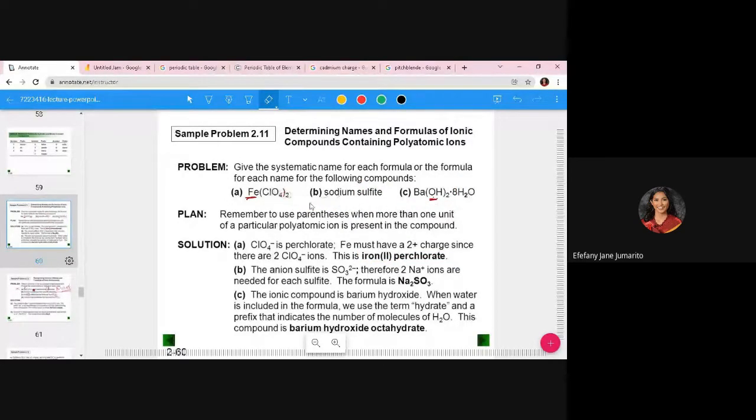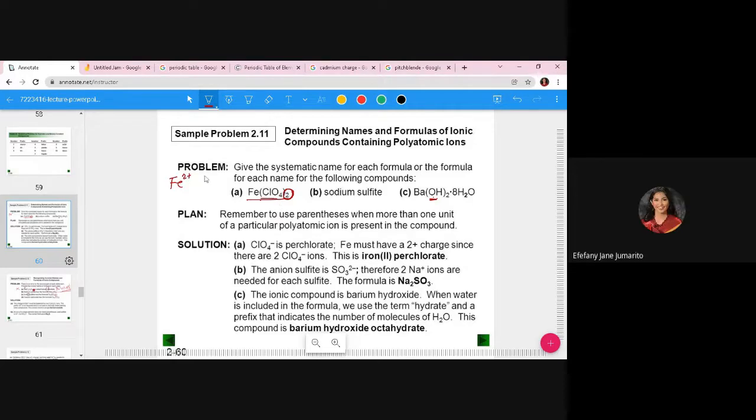Let's name. Give the systematic name for each of the following formulas. Systematic, so for the earlier ones, ferric and ferrous are common names. Okay, we have this one, Fe. What is the charge of Fe here? Positive, ma'am. 3? 2? 2, ma'am.